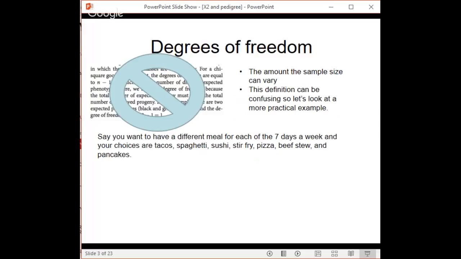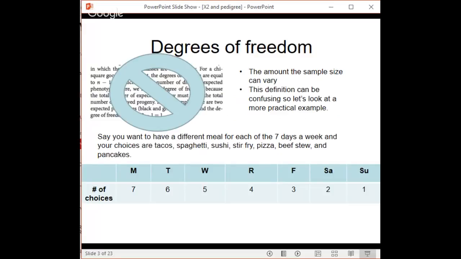So say that you're making some meal plans and you want to have a different meal for dinner each of the 7 days a week, and you have choices between tacos, spaghetti, sushi, stir fry, pizza, beef stew, and pancakes. Our days of the week here, and I have this organized through the days of the week up top and our number of choices in this row. So on Monday, you have seven different choices, and you choose tacos. So tacos is off our list.